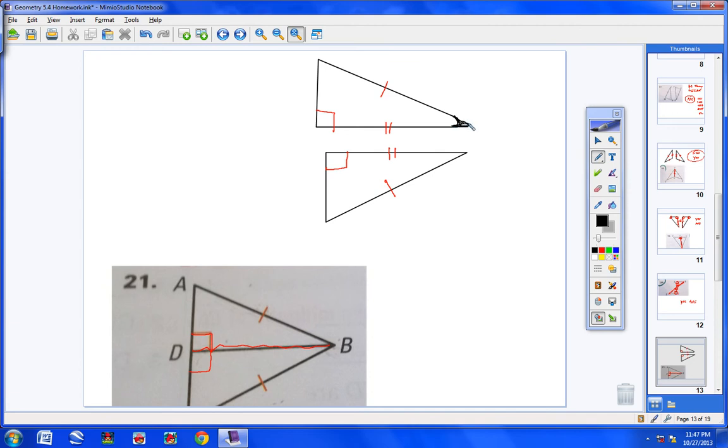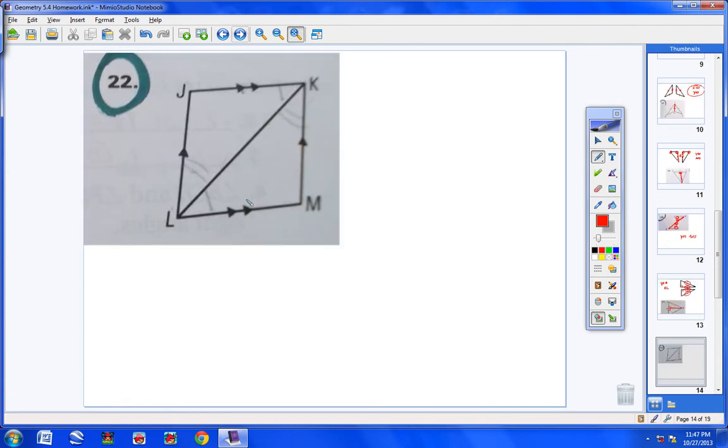Now students, listen, notice we have a right triangle, so we might be able to use our HL theorem. Let's see, do we have two right triangles? Yes, we do. Do we have a hypotenuse congruent to a hypotenuse? Yes, we do. Do we have a leg congruent to a leg? Yes, we do. So yes, we can definitely state that these two triangles are congruent by the HL theorem. Okay? All right, let's take a look at number 22.